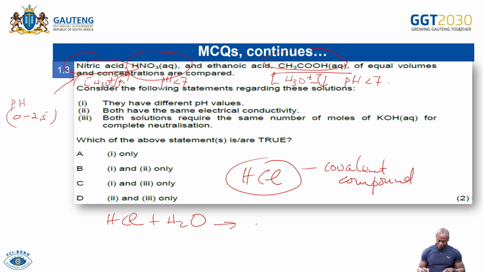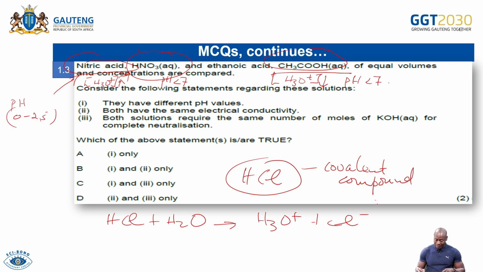Then what am I going to have here? H3O plus, and Cl minus. So they only form ions when they're dissolved in water. On their own, they don't have ions. They will only form ions when they're dissolved in water. So covalent compounds like your HCl, your nitric acid, and your ethanoic acid, which is also a covalent compound, when they're dissolved in water, they form ions, right?